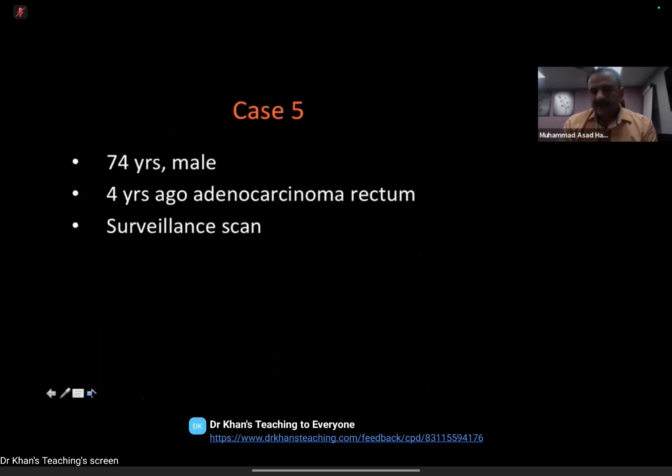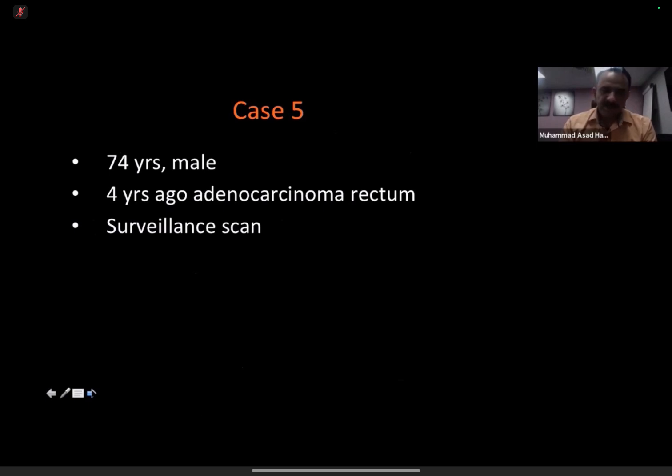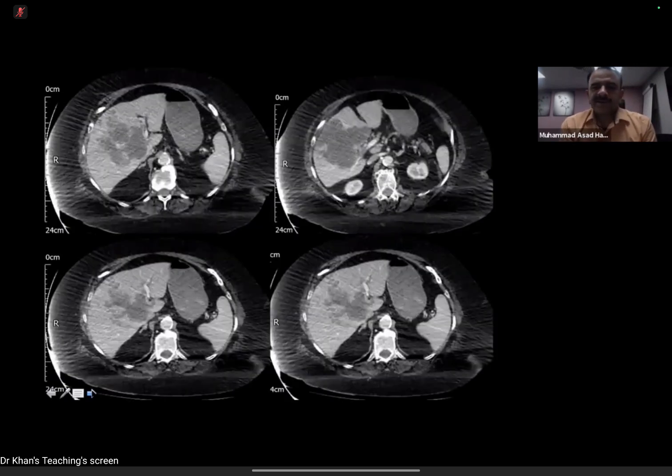Okay. So the next case for you is a 74-year-old male who 4 years ago had been diagnosed with adenocarcinoma of the rectum. I'm showing you a surveillance scan. Can you please describe the findings on this examination?